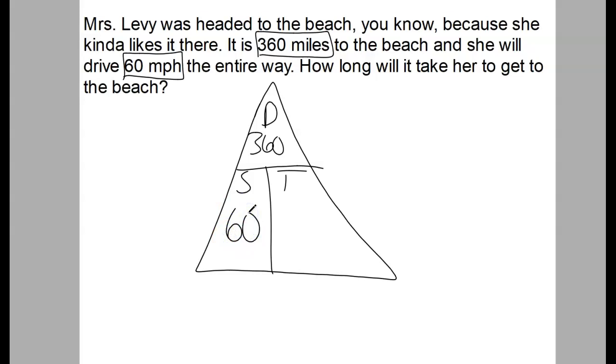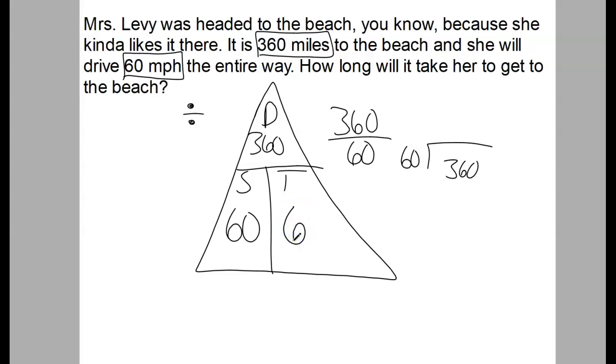Now again, if you kind of cover up the T, what do you see inside of the triangle? I see 360 over 60. And don't forget, that means we are dividing. 360 divided by 60 is 6. 6 hours. It took her 6 hours to get there.